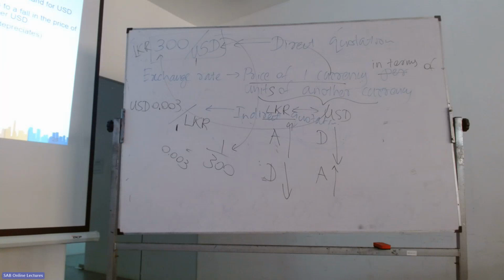Why does the demand for USD decrease? Again, similarly, when import demand decreases, demand for USD decreases. As a result, what has happened to the exchange rate? The price of USD in terms of LKR has increased. That means USD has appreciated. When USD appreciates, LKR depreciates.